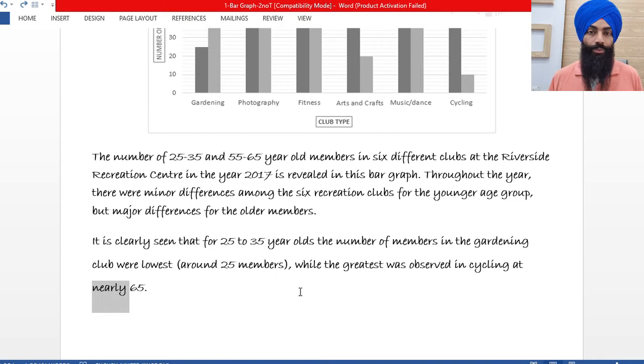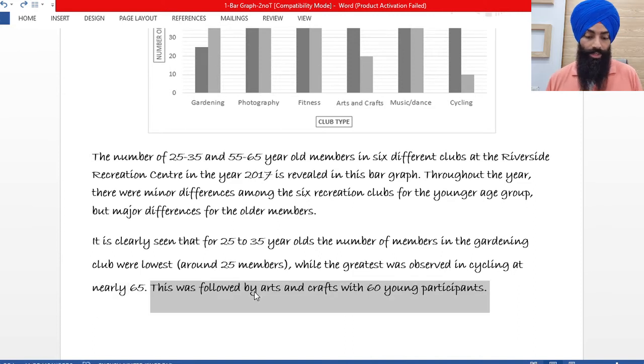And I'm not sure what exactly the number is. I'm kind of making an estimate here. So that's why it's wise to use these types of words. All right, next, this was followed by arts and crafts with 60 young participants.